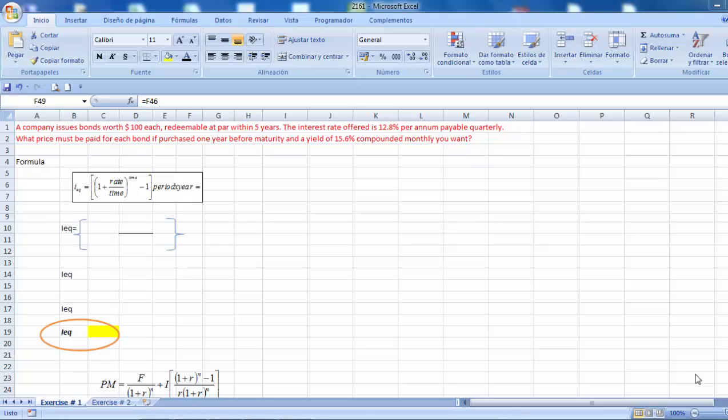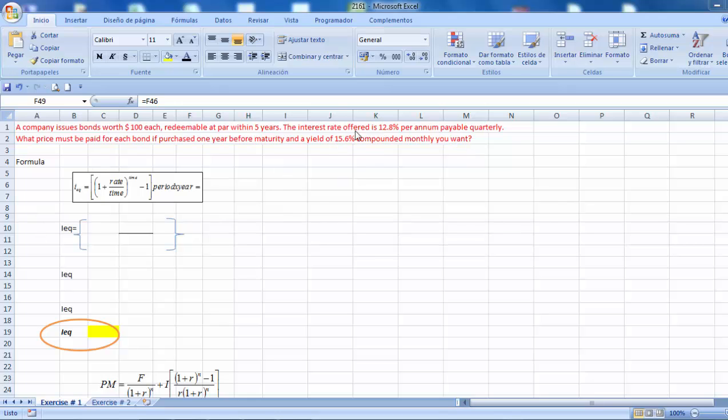its expiring debts. Exercise number 1 says: a company issues bonds worth 100 each, redeemable at par within 5 years. The interest offer is 12.8% per annum payable quarterly. What price must be paid for each bond if purchased 1 year before maturity, with a yield of 15.6% compounded monthly?